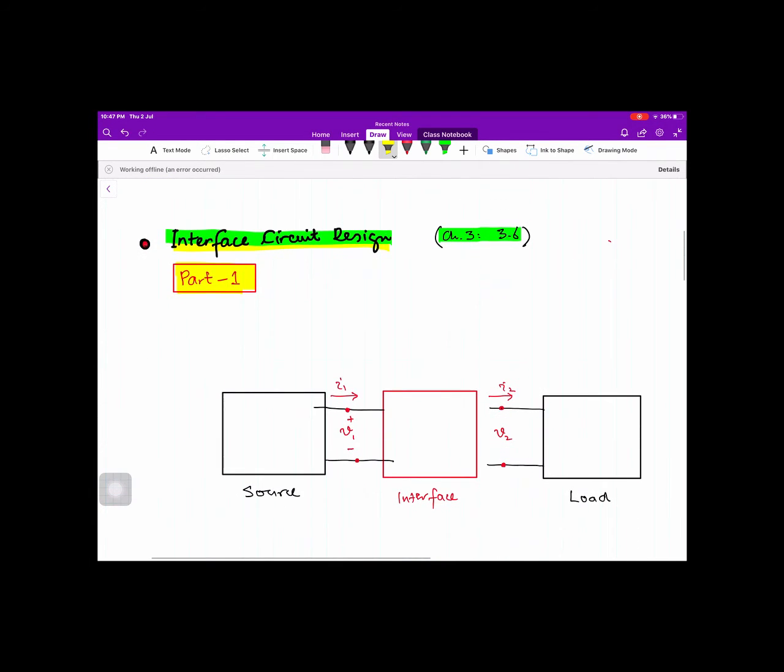Now, what is an interface? If you look at the left hand side, this is the source, and the box over here shows the source. In the following examples, we'll be only using the Thevenin equivalent of the source circuit, with the Thevenin voltage and Thevenin resistance. The whole circuit will not be shown.